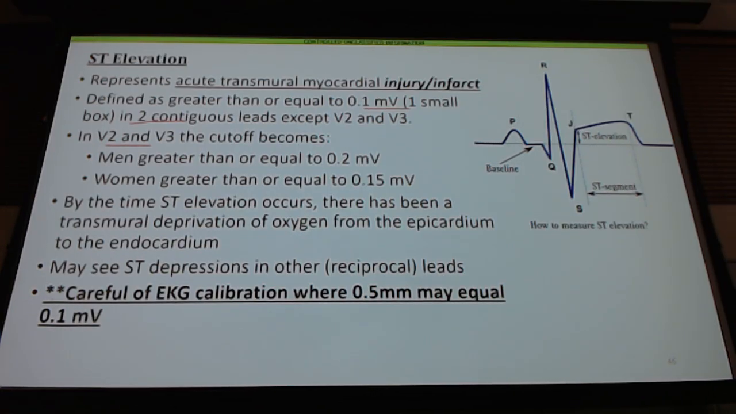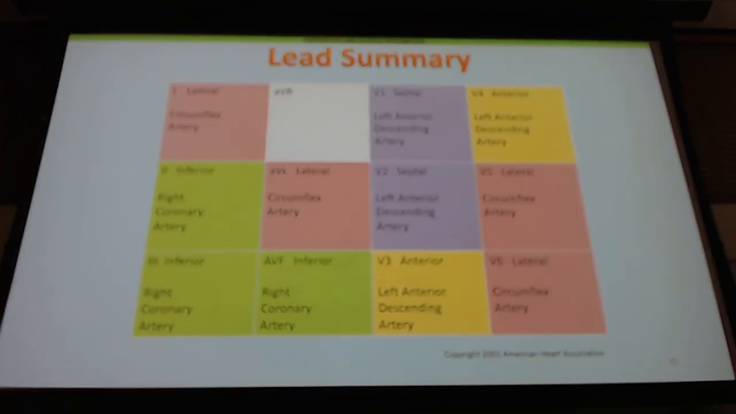based on that. So if you have it where now there's an auto calibration, so now 1 millivolt is actually 1 large box or 5 millimeters, then your criteria is actually in half. So now, except for V2, V3, it's half a small box, half a millimeter elevation is considered an elevation. In men, in V2, V3, it would be 1 millimeter elevation, and in women, the 0.75 millimeter elevation would be considered a true ST elevation. So just check the calibration.